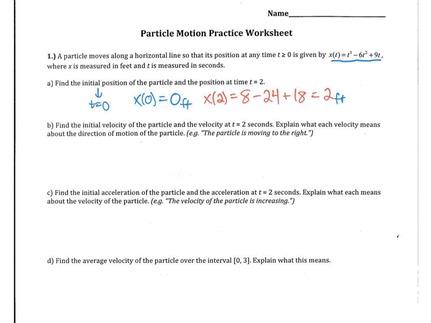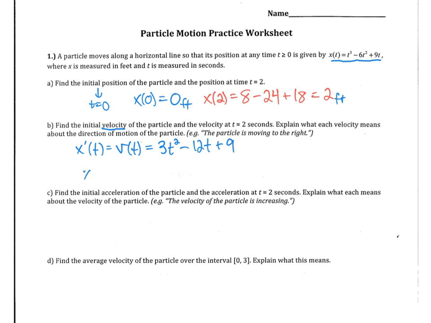Okay, question B is asking us to find the initial velocity of the particle and the velocity at t equals 2 seconds, and then explain what each one means about the direction of motion of the particle. When we're asked about the velocity and we're given position, I want you to understand that finding the velocity means taking the derivative of position. So we start by taking the derivative of our position function, which gives us 3t squared minus 12t plus 9.